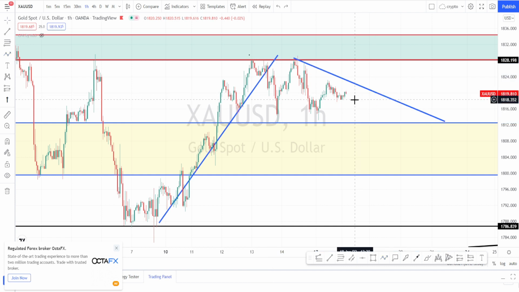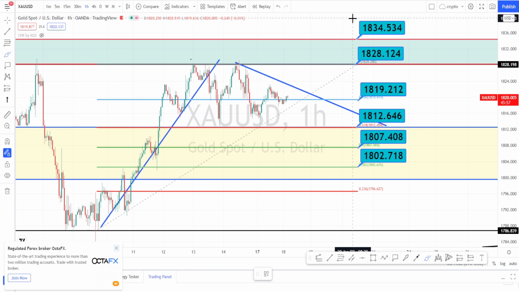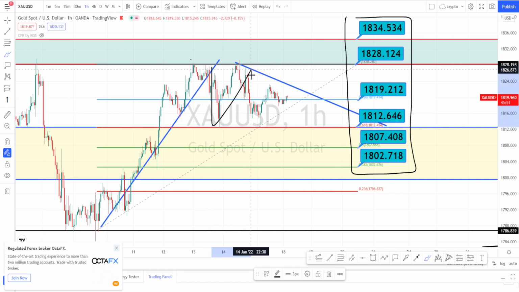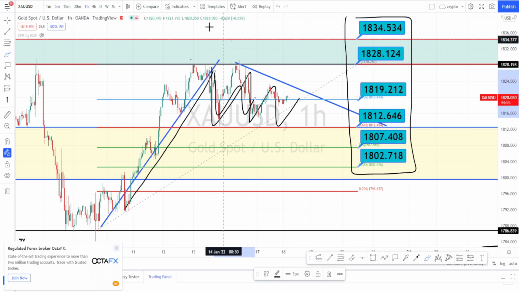Let us mark the support and resistance levels. So these are all the support and resistance levels in hourly time frame, and currently the market is consolidating or forming a triangle pattern. Let us do the analysis in 30 minutes time frame.